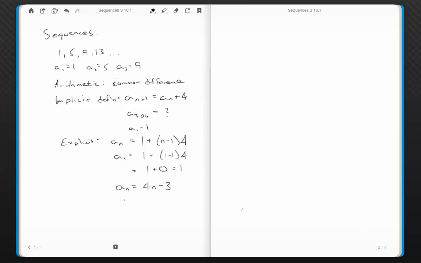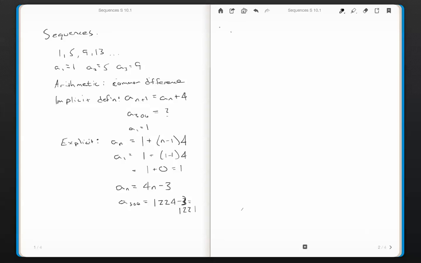So now if I said, okay, I need to know a sub 306, well, that becomes a lot easier to do now. 4 times 306 is 1224. So 1224 minus 1 equals 1220. Oh, sorry, that should be minus 3, equals 1221. So we can see here that an explicit definition of a sequence is a little more useful than an implicit one.